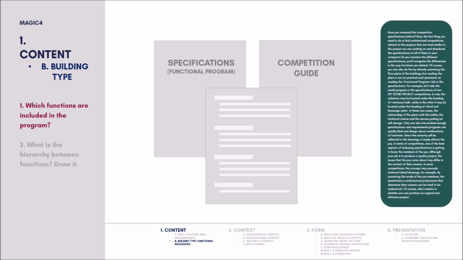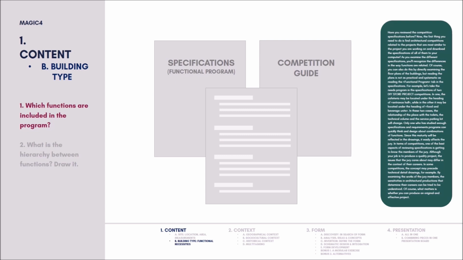As you examine the different specifications, you'll recognize the differences in the way functions are related. Of course, you can also do this by directly examining the floor plans of the buildings, but reading the plans is not as practical and systematic as reading the Functional Program tab in the specifications. For example, let's take the Needs program in the specifications of two DIY store project competitions. In one, the cafeteria may be located under the heading of Entrance Hall, while in the other it may be located under the heading of Food and Beverage Units.